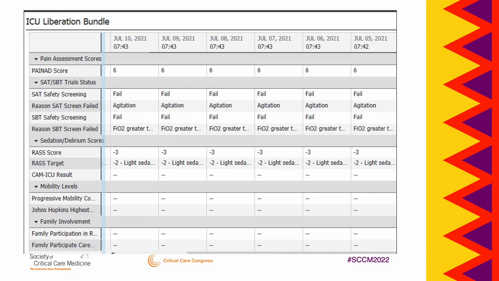So one of the biggest advantages of this system is, I can't speak to this about Cerner, but Epic for sure. Before we had this whole flow sheet, I couldn't see the SBT and nor could physicians, only the respiratory therapist could. So this allows you to be able to see in one place all the different components of the ICU Liberation Bundle.